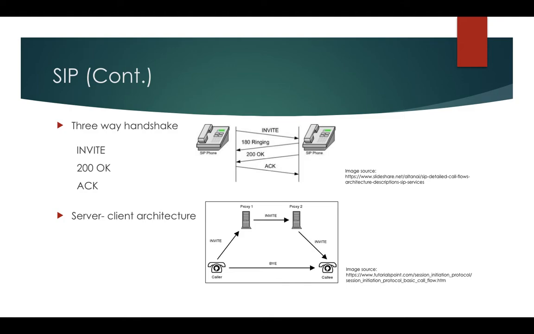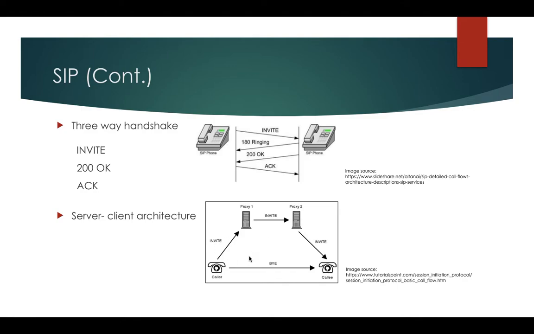So now let's briefly talk about the procedure of SIP. Before establishing a call, SIP follows a three-way handshake, and the messages exchanged in a SIP handshake are shown here. The caller initiates a call by sending an INVITE packet, and then the callee, or the receiver, sends a 200 OK to accept the call, and then the caller sends the ACK indicating the completion of the handshake. And SIP follows a client-server architecture where clients communicate through a proxy server, which is also called a SIP server. And the topology shown in the diagram is known as a SIP trapezoid.